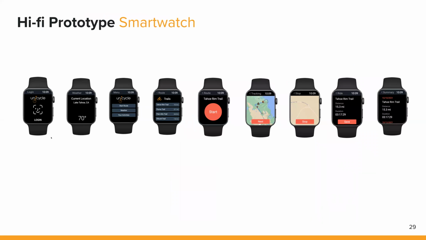So again, we've taken the tasks that you would complete on the app with the intention of simplifying them and really making them direct and to the point. You can choose a trail, you can start the actual directions, you can track your friends, stop the recording of the trip, and then you can view your holistic information of the past trips that you've taken.